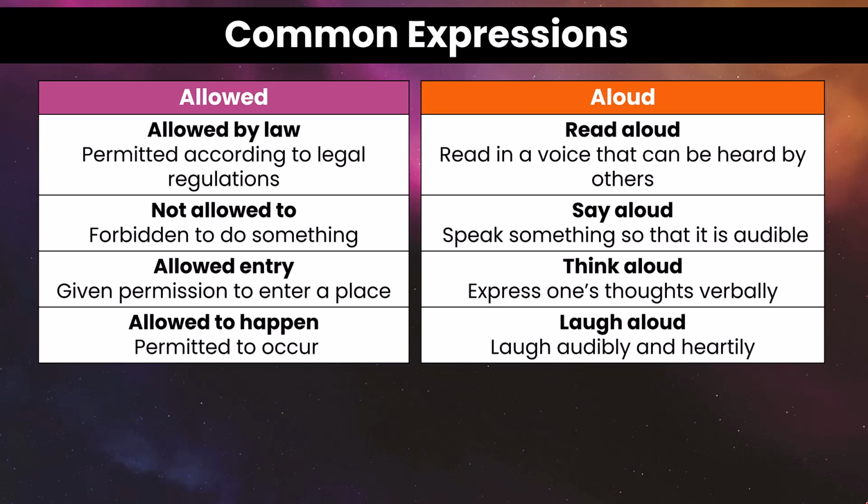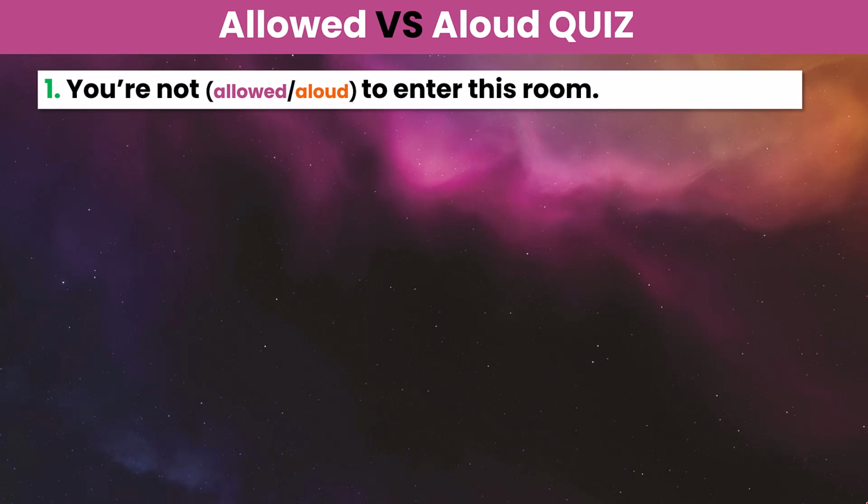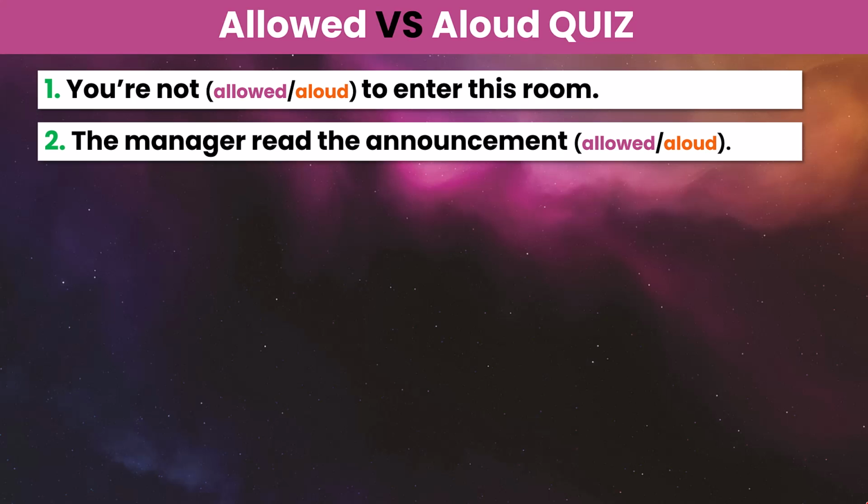Now it's time for our quiz. There are 5 questions in total, and you must choose the correct homophone for each sentence. Number 1. You're not allowed to enter this room. Number 2. The manager read the announcement aloud.